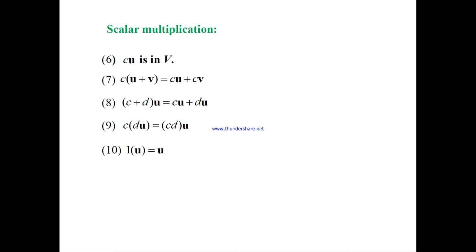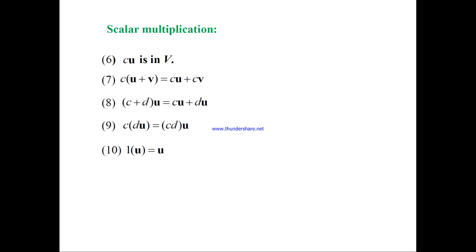You multiply a scalar element with u plus v, then that should be equal to Cu plus Cv. Eighth property is C plus D into u. You take 2 scalar elements C and D, you multiply that with u, that should be equal to C into u plus D into u. Now C into D u, so you multiply D with u and then multiply with C, should be equal to multiplication of the 2 scalar elements, the result of that is multiplied with u. And the 10th axiom is 1 into u equals u.